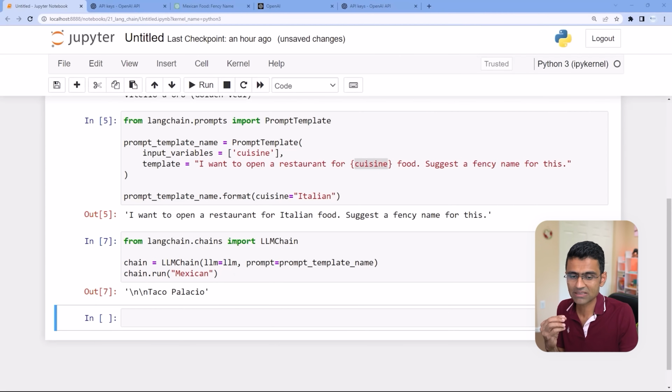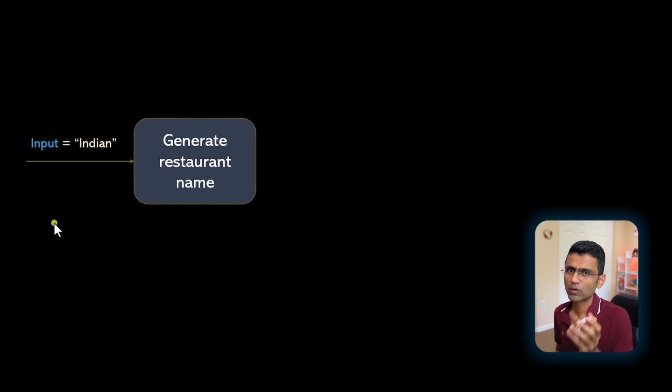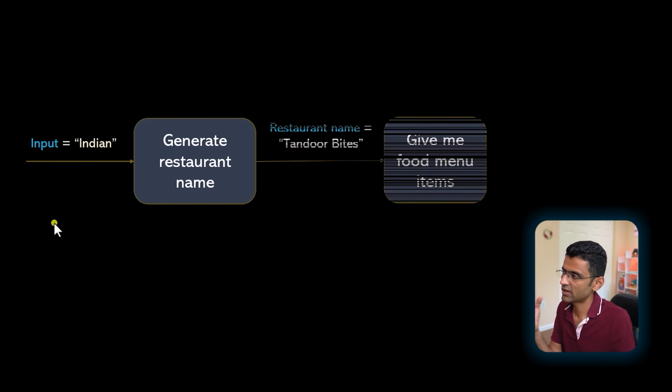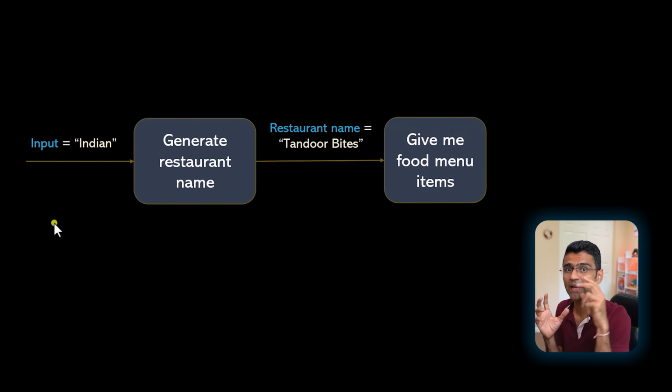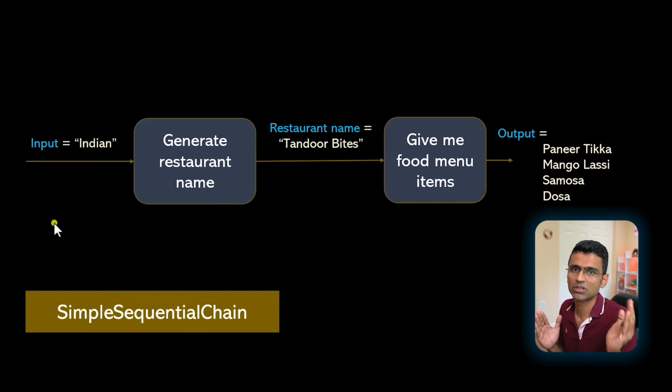Now let's look at something called a sequential chain. So let me just explain the concept first. So far what we did is we had this chain for generating restaurant name, and it was generating it. But let's say for that restaurant you want to generate food menu items. So you can have this second component or a second chain where you pass restaurant name as an input, and it should give you the menu items that you should include in that restaurant. So if it is Indian restaurant, it will say paneer tikka, mango lassi, etc. If it is Mexican, it will say quesadilla, burrito, things like that. This thing is called simple sequential chain.